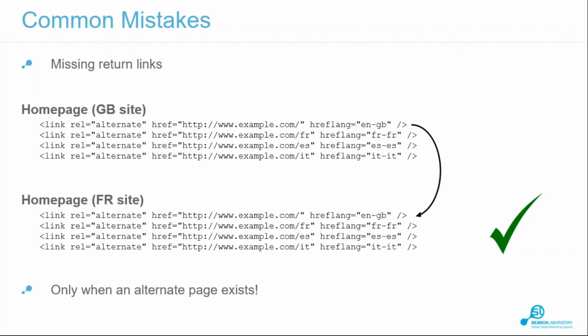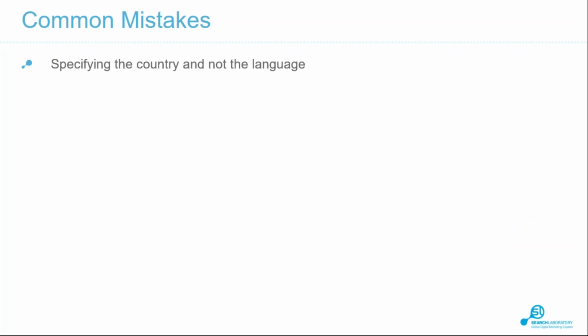Important thing to note, only reference when an alternate page exists. So if, for example, we had certain products that were only available on our UK website and our Spanish website, we wouldn't need to include hreflang code for France and Italy because that page doesn't exist on those websites. It's much easier to leave the code out than to reference a next best alternative or even the home page, because again, that will just cause confusion for Google and probably cause more problems than solutions.